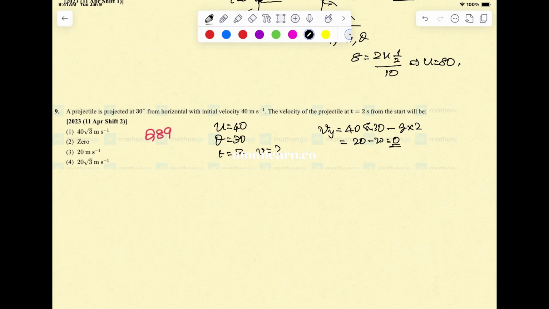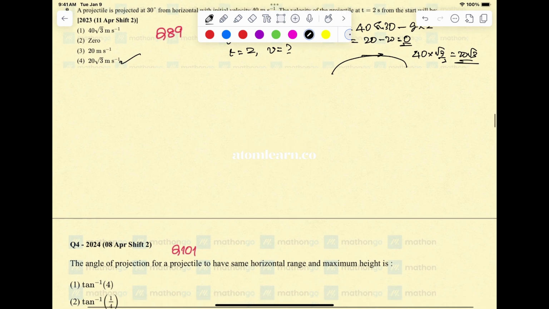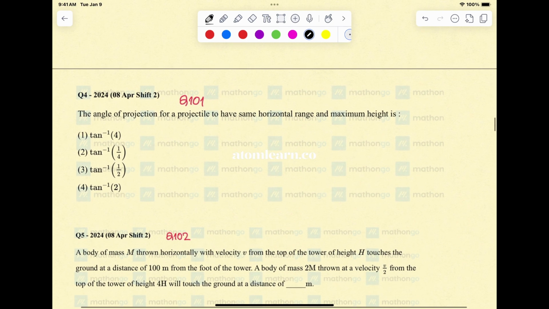Therefore, what they are asking is what the velocity is. At the topmost position, the velocity is only u cos theta. The u cos theta is 40 into root 3 by 2, equal to 20 root 3, which is the answer. Okay, simple question. Next question.